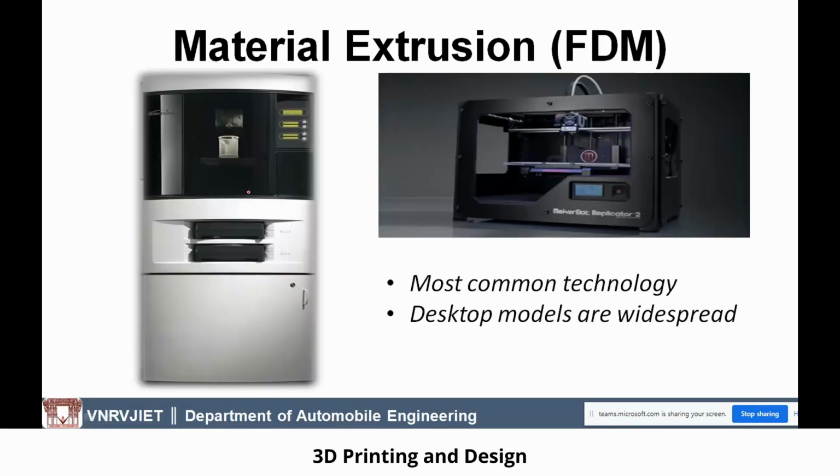So this is an FDM machine, and you can see here this is a high volume FDM, and this is a desktop model. And you can see here these are the reels through which wire form material passes through a nozzle, and this is a build platform on which we are going to build the component. The most common technology in the desktop models is most commonly used.